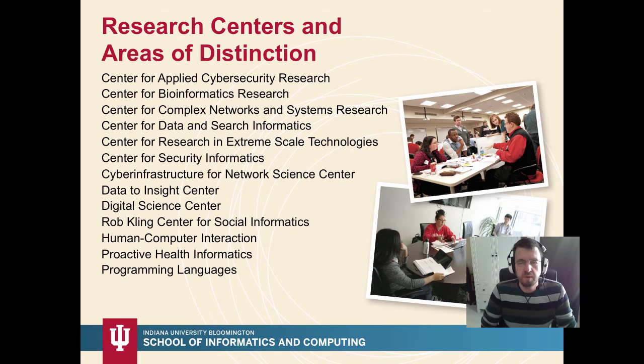We have multiple major centres of research and areas of distinction. There's a list of some of them here. These are funded centres and large supported centres and so on. Many of these are very relevant to data science, like cybersecurity, bioinformatics, complex networks and systems, data and search informatics, extreme scale technologies, cyberinfrastructure, network science, data to insight, digital science.